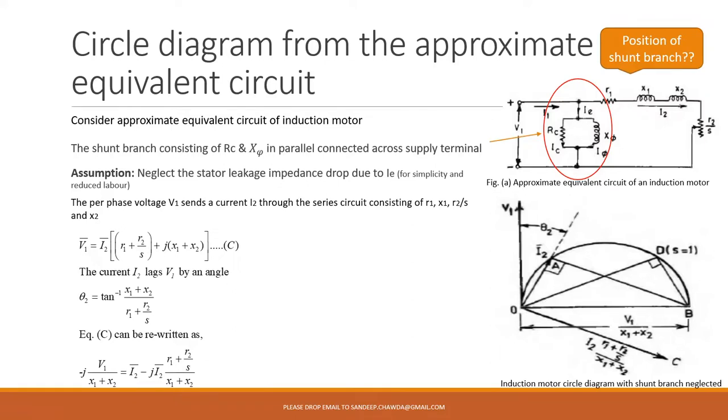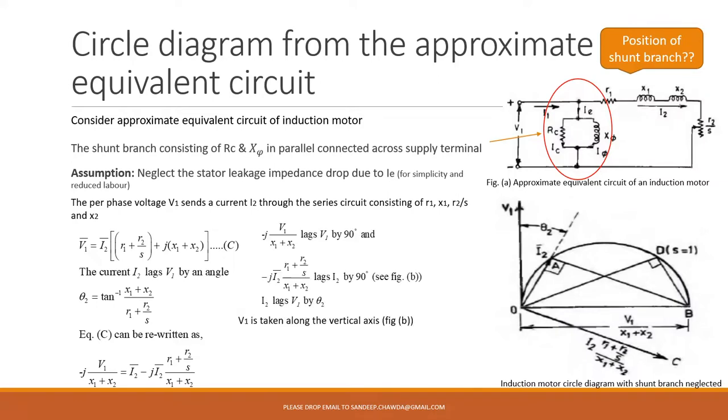And similarly, what we have seen is that if you draw a circle having the diameter V1 divided by x1 plus x2, or half of this as the radius, with this as the origin, then the tip of the rotor current will lie on the circle. That we have discussed, and for the approximate equivalent circuit we have drawn this circle diagram.